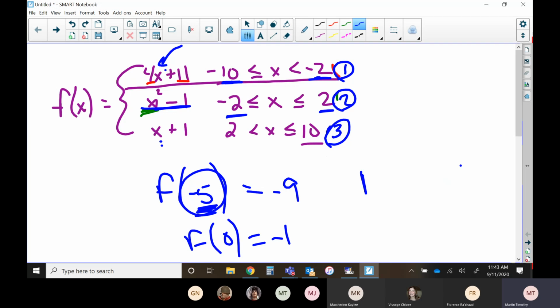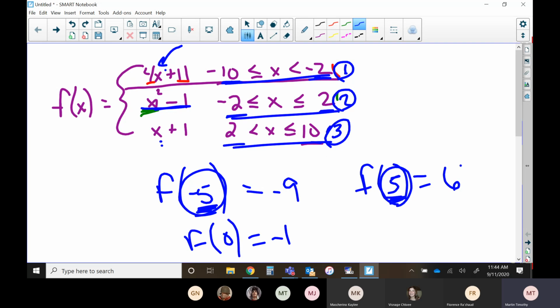When they give you the f at 5, they are giving you the x value. You have to find the output, which means you've got to plug it in. You have to figure out which equation to plug it into. Do I plug it into 1, 2, or 3? And that depends on which x they give you. What does 5 satisfy? Does it satisfy this one, or this one? The third one, because it's between 2 and 10. And so I plug in 5. 5 plus 1 is 6. Are you understanding the two different types of questions they can ask you from this?